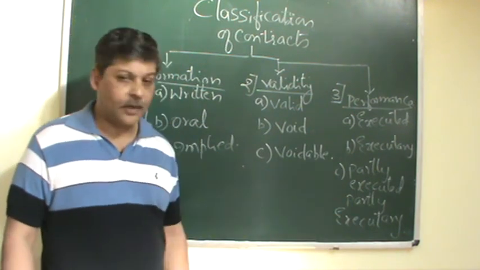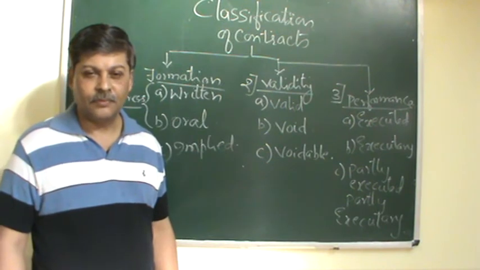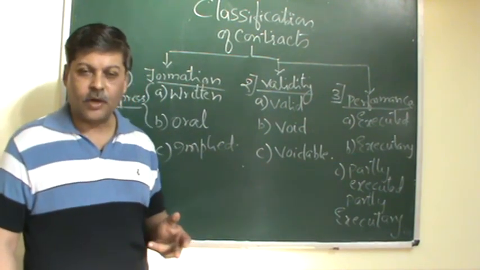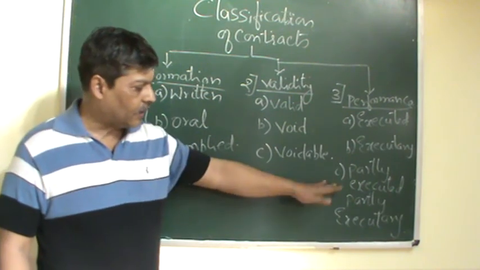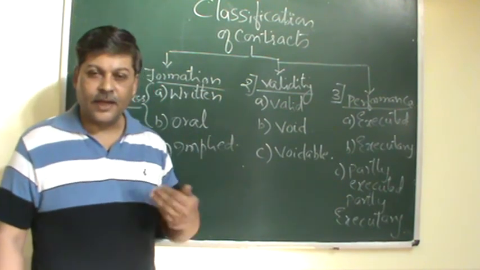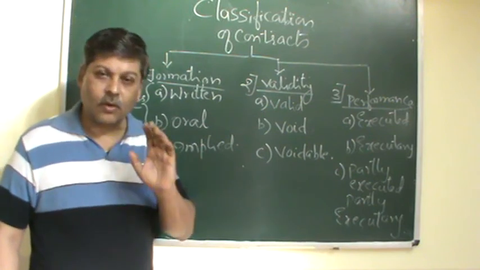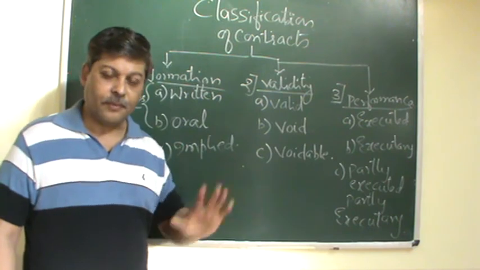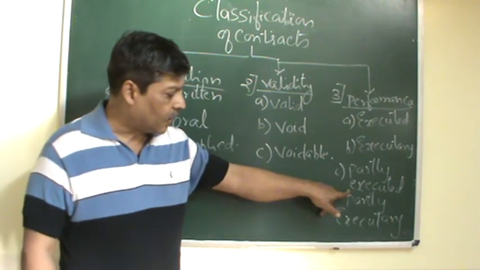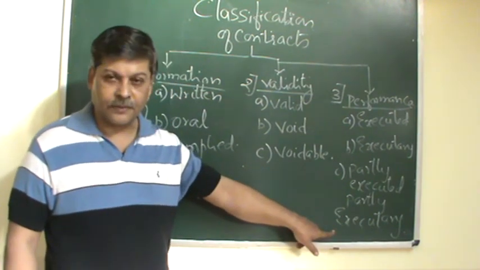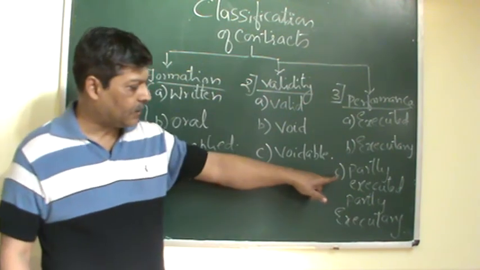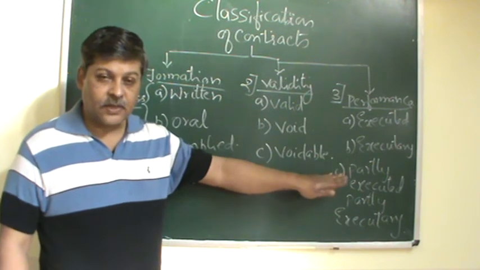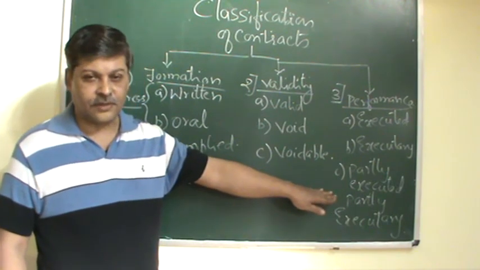Partly executed and partly executory. These are mainly the two types of parties we have got. Partly one person has executed and the other party has also partly executed, but still it is to be completed by both the parties. So we use the words partly executed, partly executory. When we say partly executed and partly executory, both the parties are yet to fulfill certain conditions.